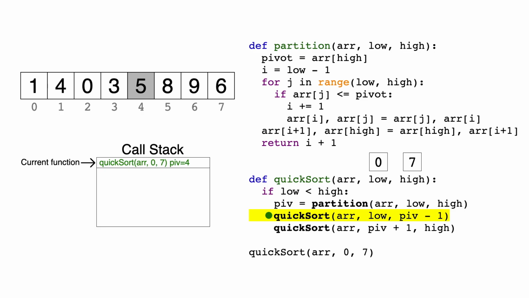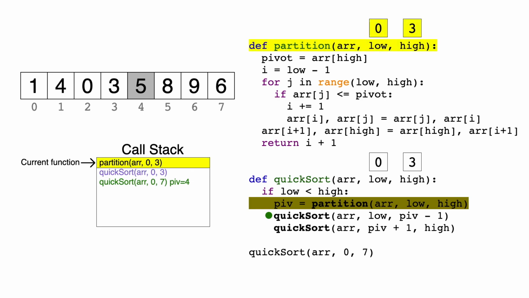Piv equals 4, so this new QuickSort call is going to have 4 minus 1, or 3, as the new high bound. 0 is less than 3, so let's call partition again and pass in 0 and 3. 3 will be the pivot, and i will start at -1 again. Now we start the comparisons.